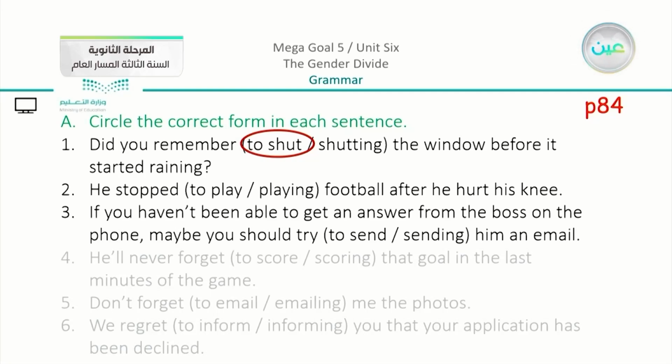He stopped to playing football after he hurt his knee. So we have something that is continuous here. It's not just one action that I'm going to do and then complete or stop doing. It is something for a long period. So here we have: he stopped playing football. Number 3: if you haven't been able to get an answer from the boss on the phone, maybe you should try to sending him an email. Like the example that we just explained, you are doing something specific here, which means that we have here sending.